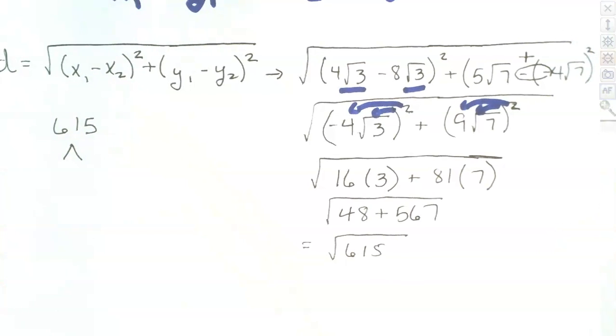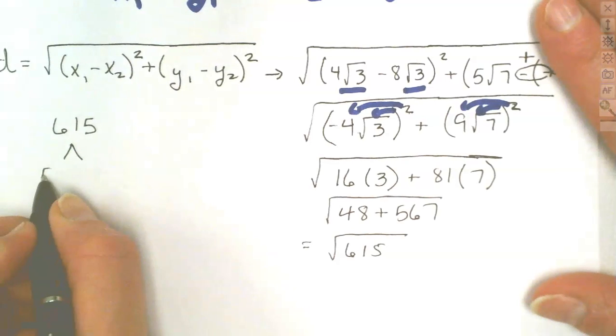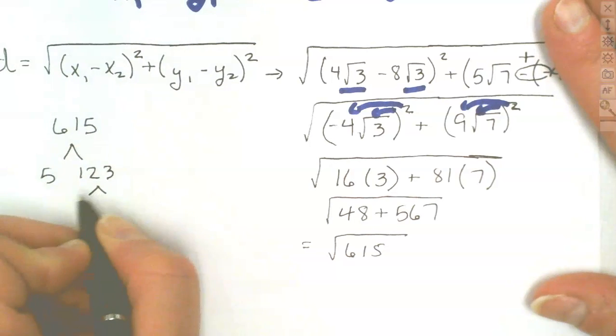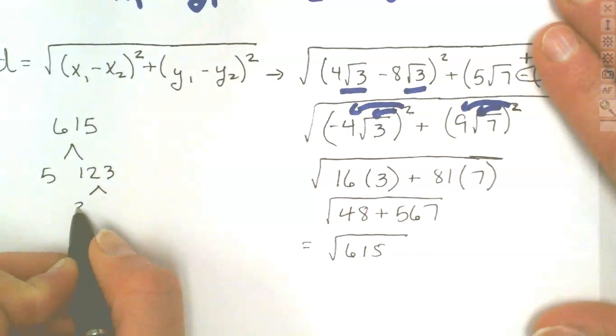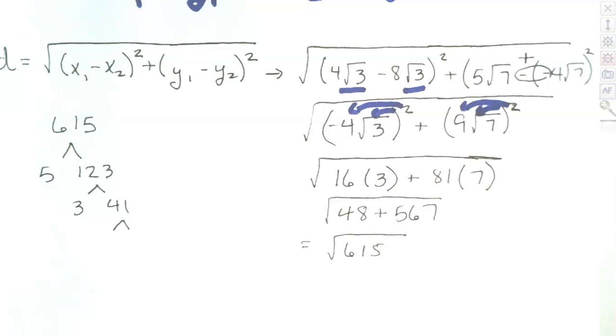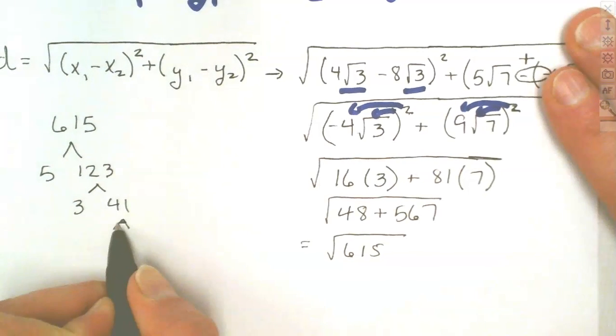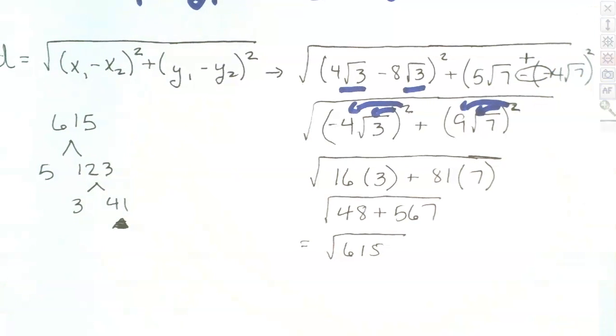Well, 615 ends in a 5. So let's start by dividing out a 5. And that gives you 5 and 123. And I think 123 might go a little bit further into 3 and 41. And then I don't think 41 will go any further because 41 doesn't have a 3 in it. It doesn't have a 7 in it. I don't think it has a 13 in it either. So I can't break that 41 down because 41 is prime. So do I have any pairs that I can take out?